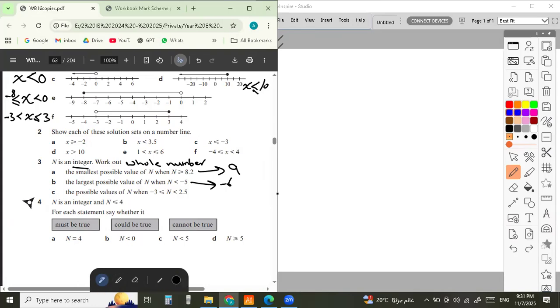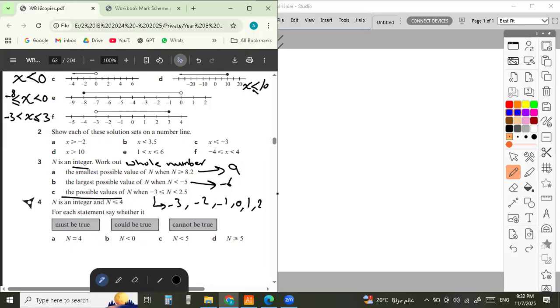The possible values of n when n is between -3 and 2.5, while -3 is included. They wanted the possible values. So all the possible values, yes, yeah, master. They said n is a whole number, so it could be -3, could be -2, could be -1. All of these are whole numbers. Could be 0, could be 1, could be 2. That's it. They said it's between -3 and 2.5, and -3 is included with us, and n is a whole number. So these are all the possible values as they requested.